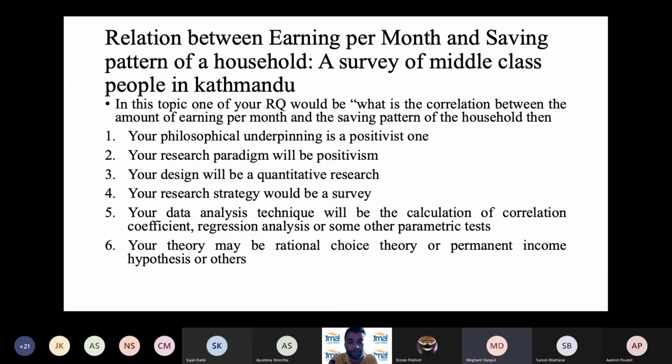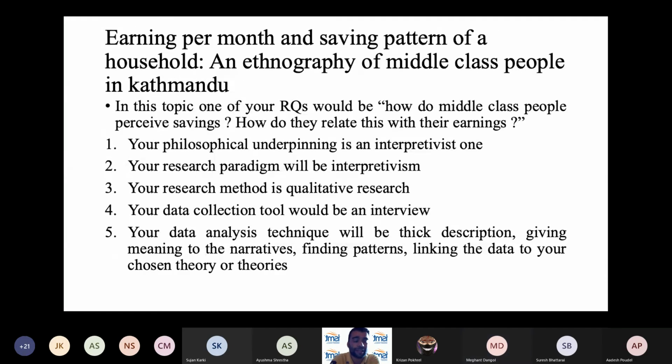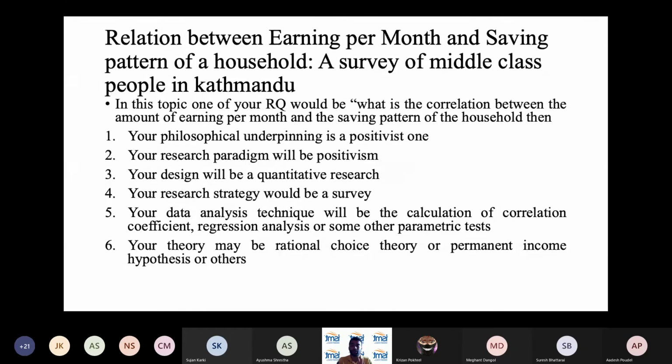Yes, sir. Okay, now moving on to another, same thing. Same earning per month and saving pattern of the household. Then I'm going to use an ethnography of middle class people in Kathmandu. So that is something I want to obtain from the people. Previously I wanted to calculate the correlation in the previous example. What is the correlation?